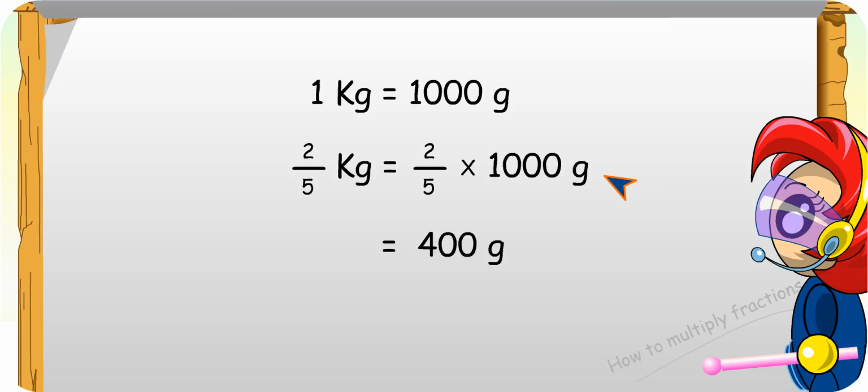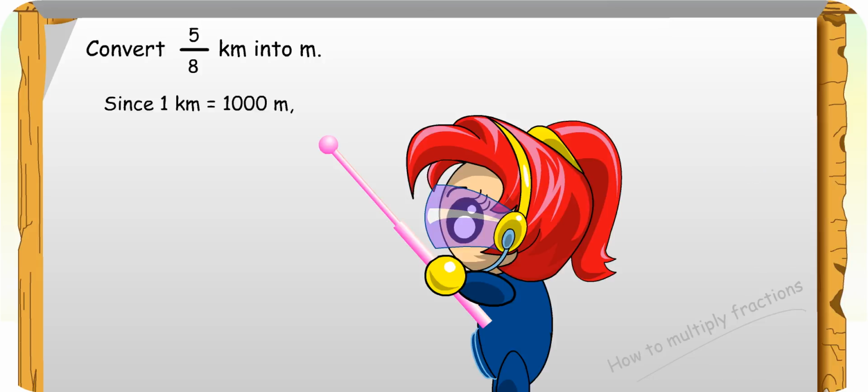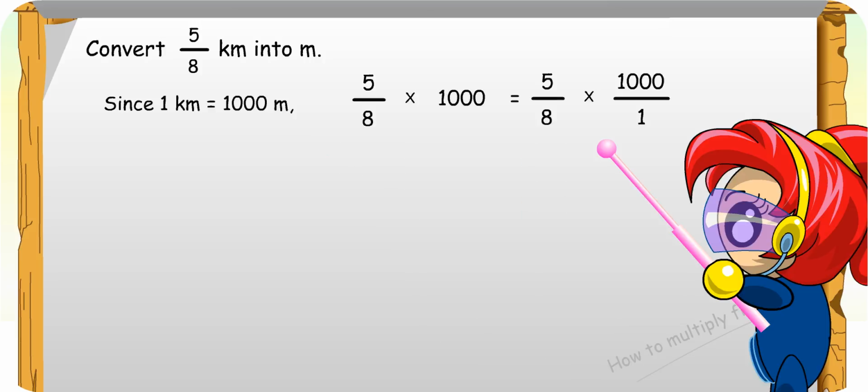Convert 5/8 kilometer into meters. As 1 kilometer is equal to 1000 meters, I rewrite the sum as 5 over 8 times 1000 over 1.